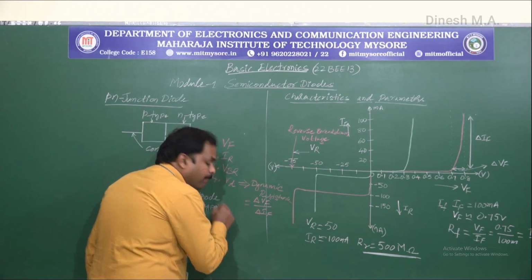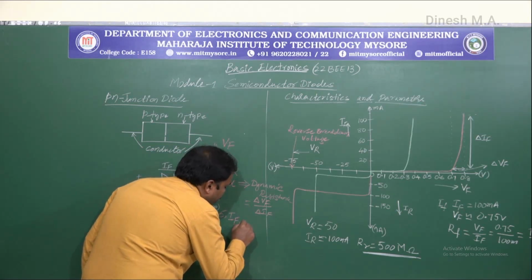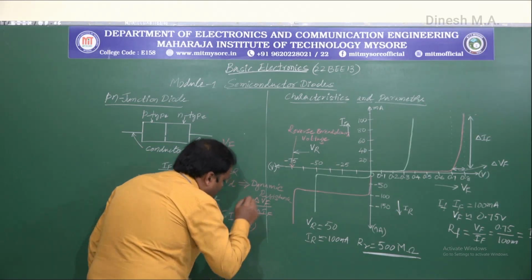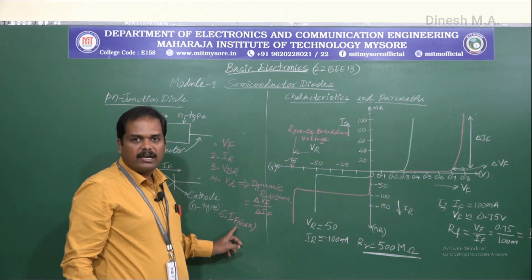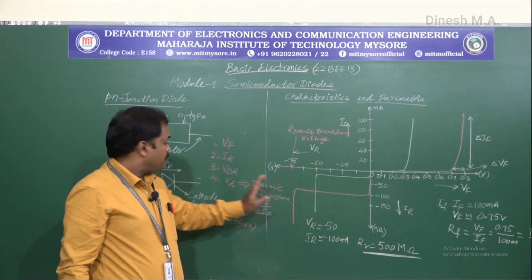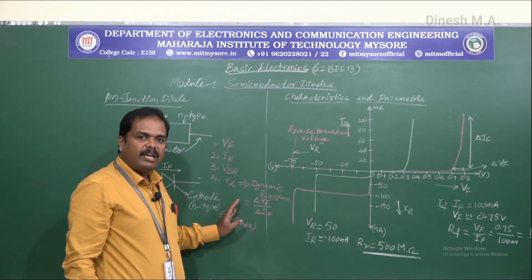And the fifth parameter is the IF max. So what is IF max? IF max is the maximum forward current the diode supports. So these are the 5 parameters associated with any diode.